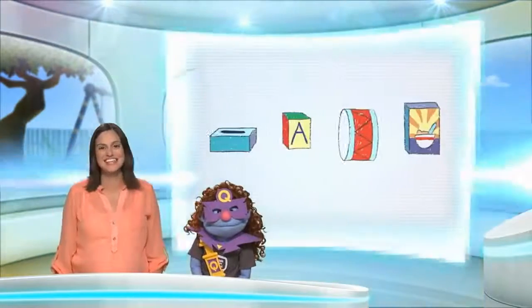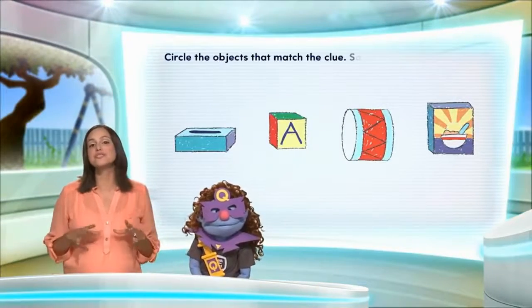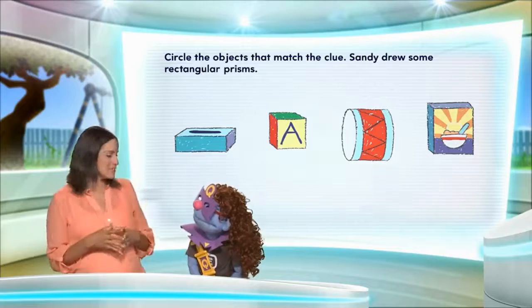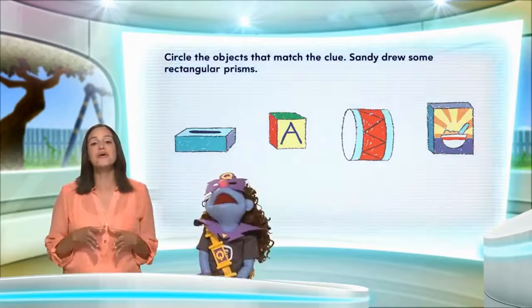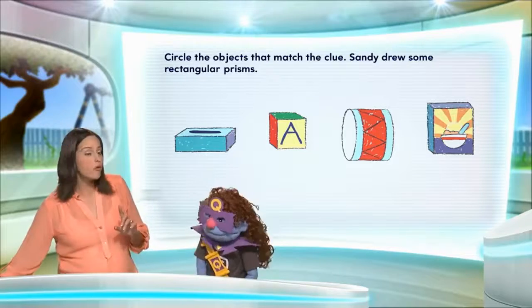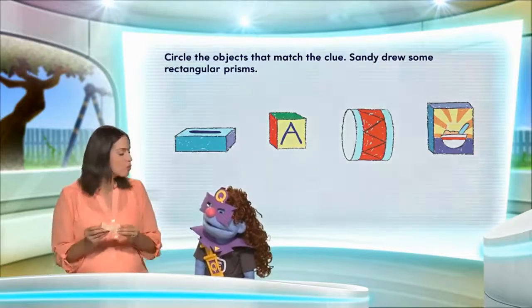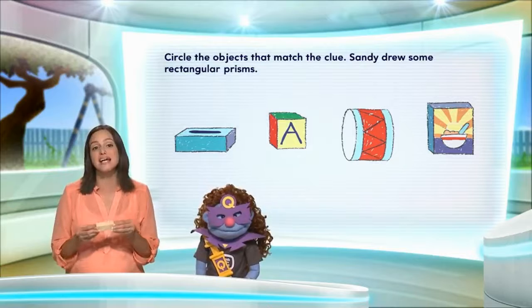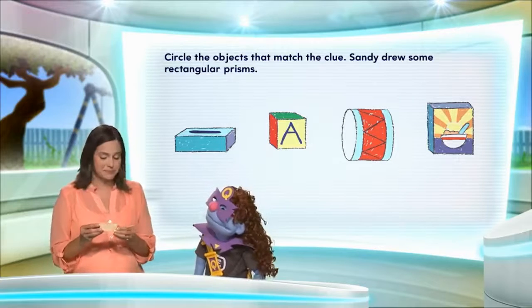Let's take a look at the puzzle. Sandy drew some rectangular prisms. Let's circle the objects that Sandy drew. Now, before we circle the objects, I just want to remind everybody what a rectangular prism looks like.